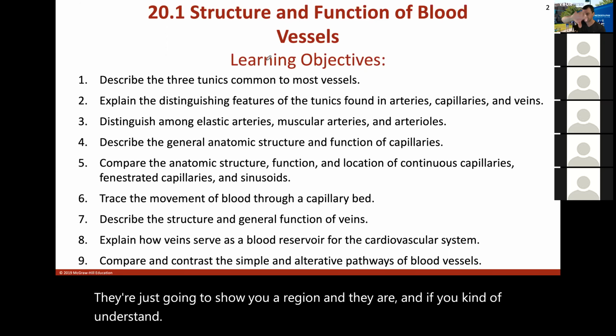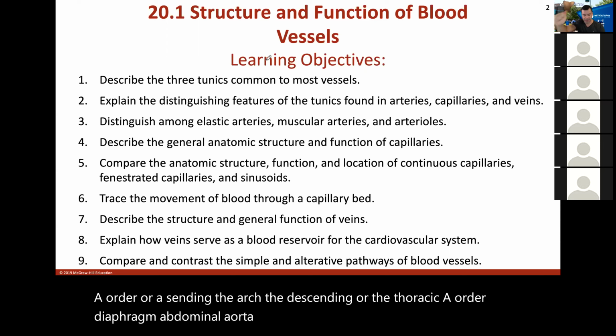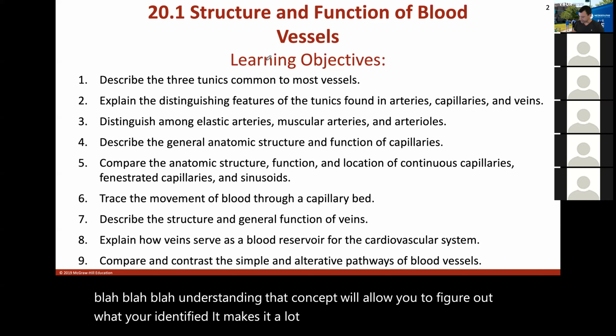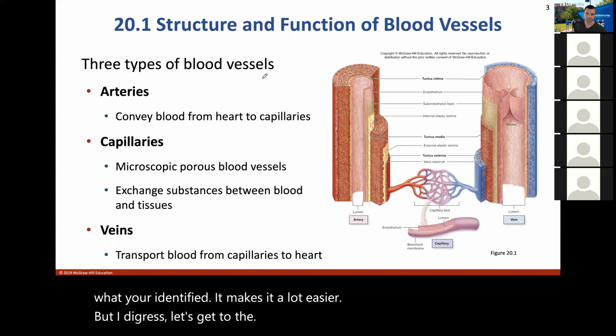the aorta, ascending, the arch, the descending or thoracic aorta, the diaphragm, the abdominal aorta, and the first major trunk, the celiac, and so on. Understanding that concept will allow you to figure out what you're identifying. It makes it a lot easier. But I digress. Let's get to the beginning part of this.